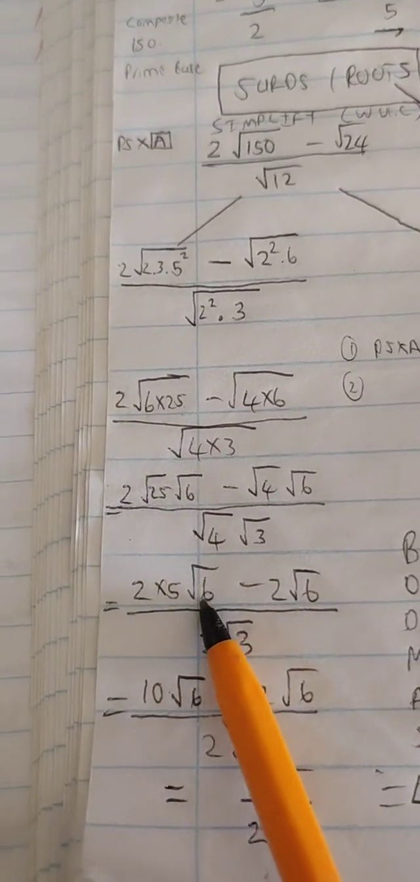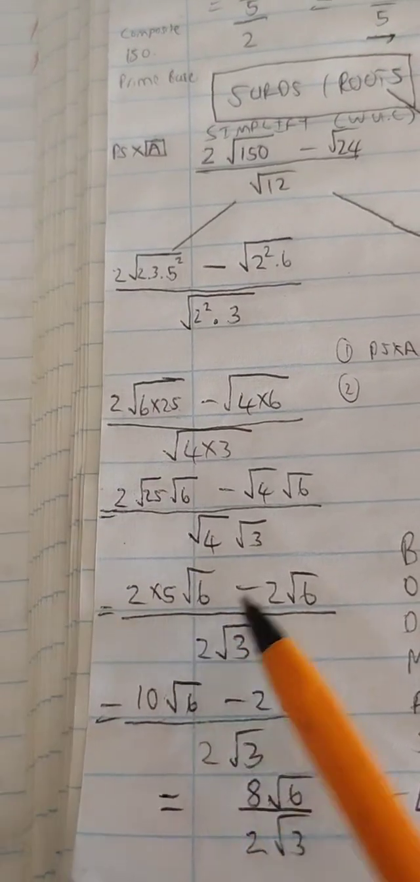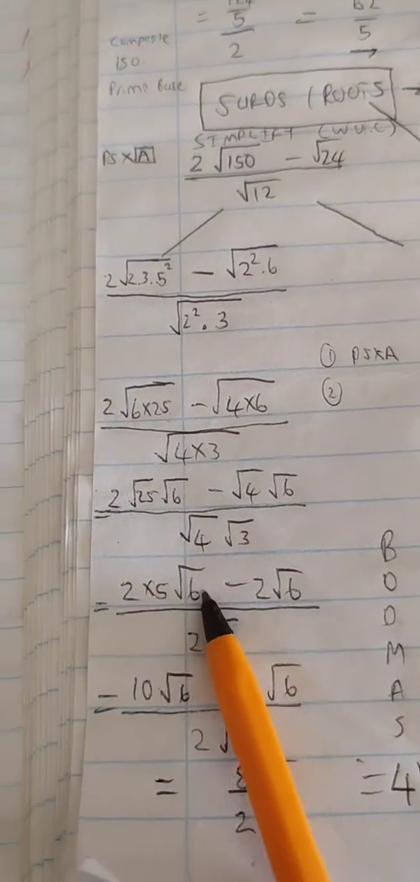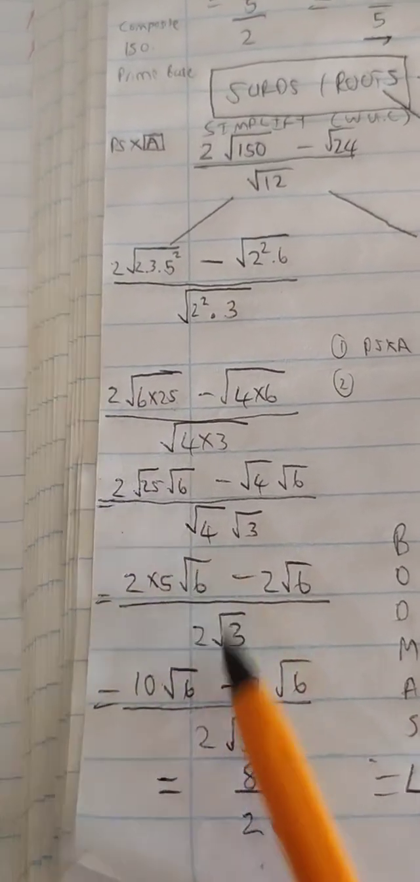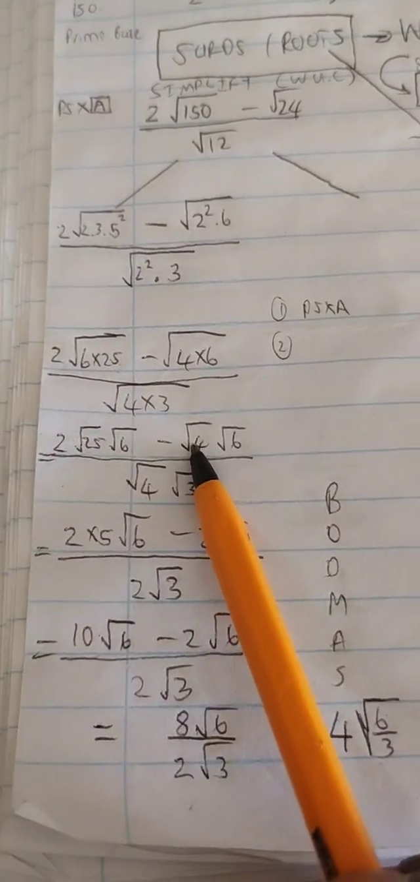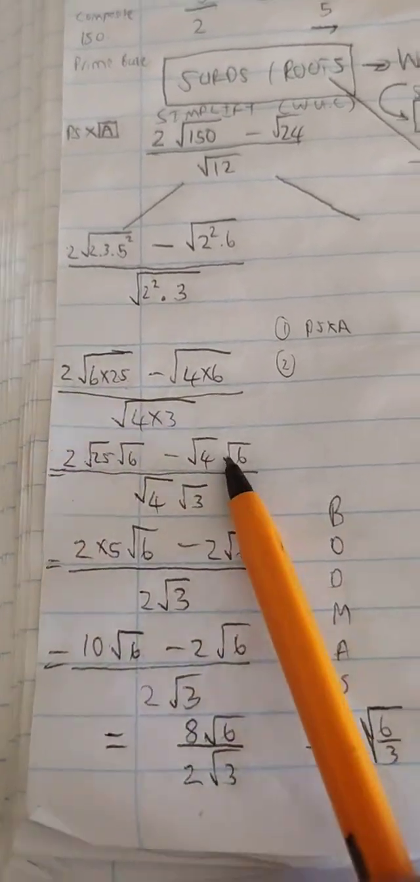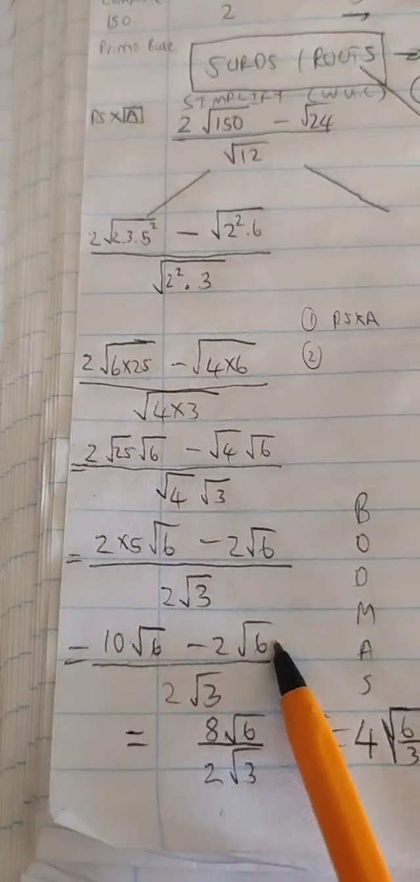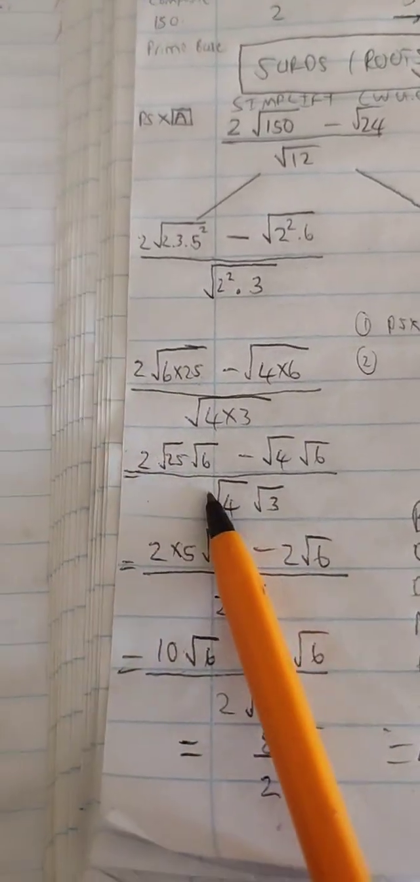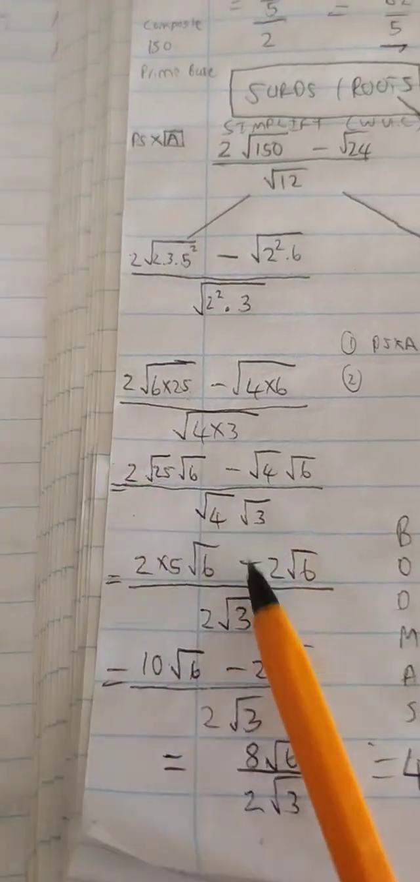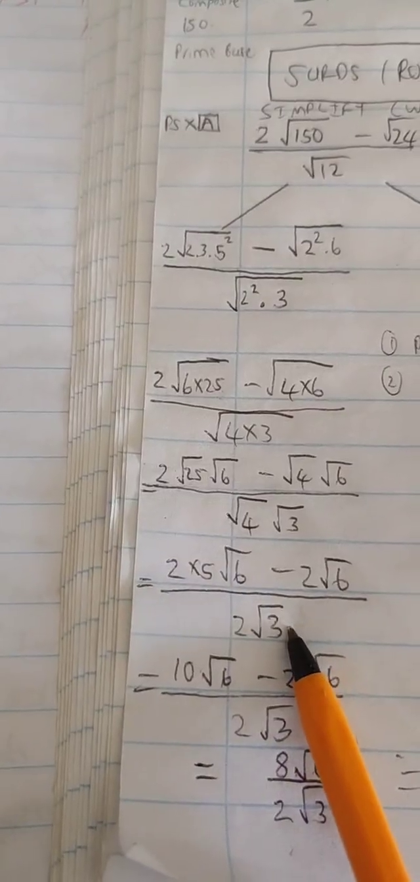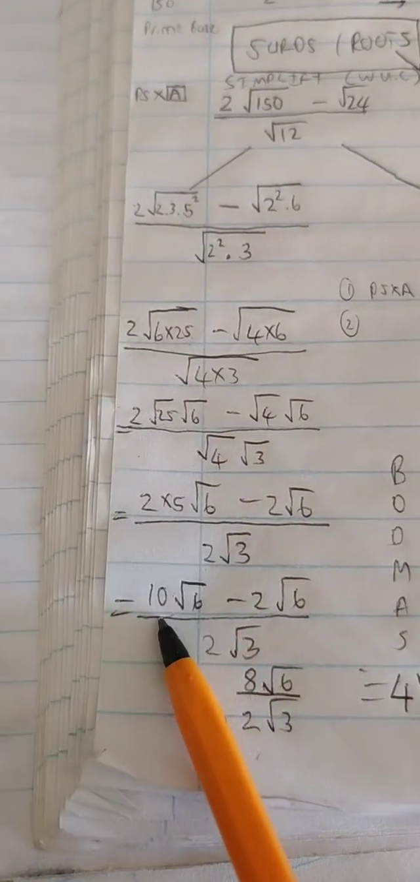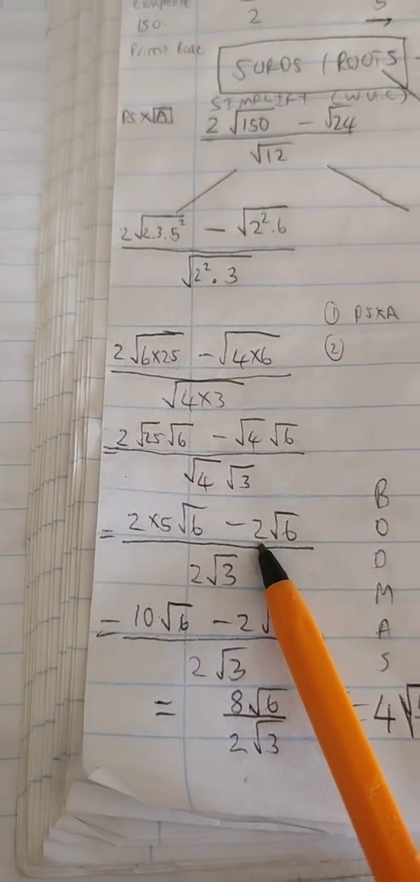Why does it stay underneath the square root? It's because it is an irrational number. So it must stay there. It's an irrational number. It's a surd. It stays. Square root of 4 is 2. But square root of 6 stays underneath the square root. It's an irrational number. Square root of 3, it stays. Why? It's a surd. It's an irrational number. Then what's 2 times 5? It's 10. Then there's that 2.